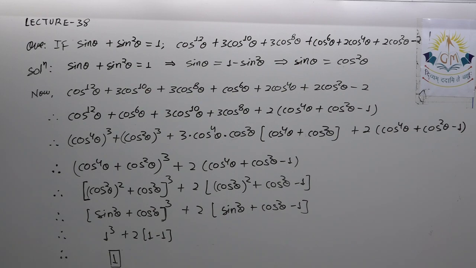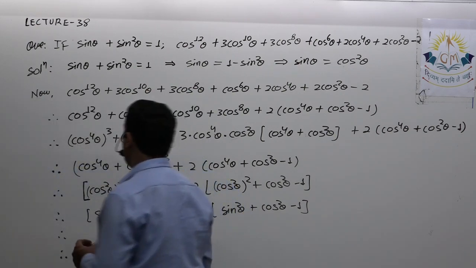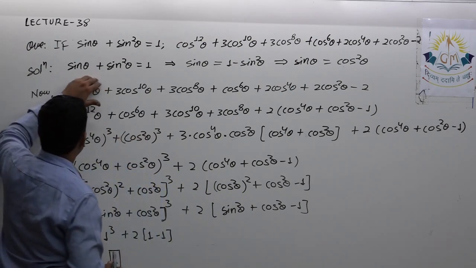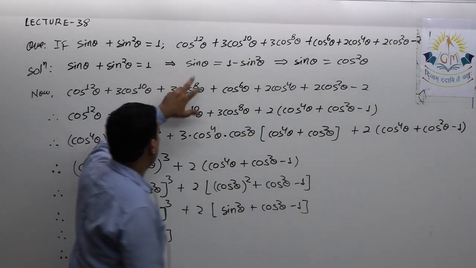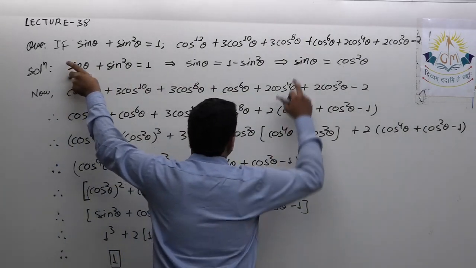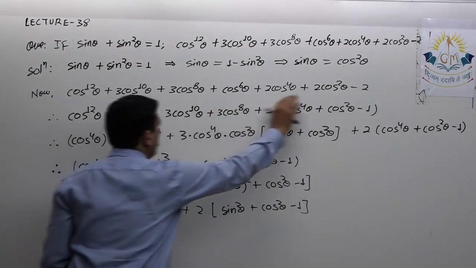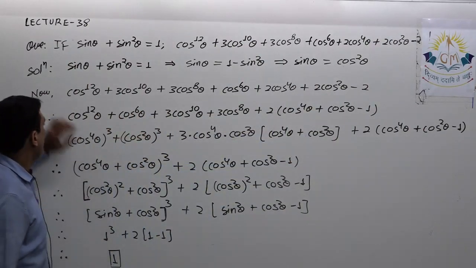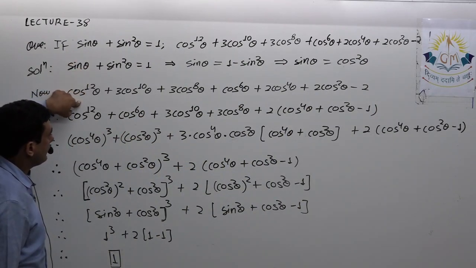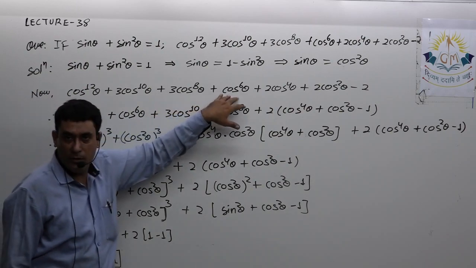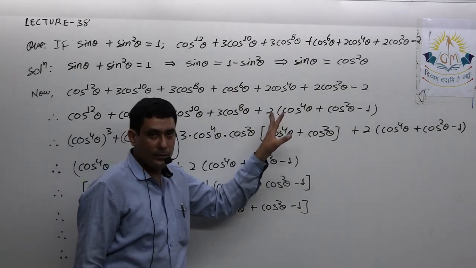Before I move to the next question, let me explain this once again in short. The given information was sin θ is equal to cos² θ, so from here I got sin² θ equal to cos^4 θ. Now this is the given expression whose value we have to evaluate. The very first thing that came to my mind was that this is a perfect cube, and similarly this is a perfect cube. So I wrote these two terms together and the remaining terms as they are.